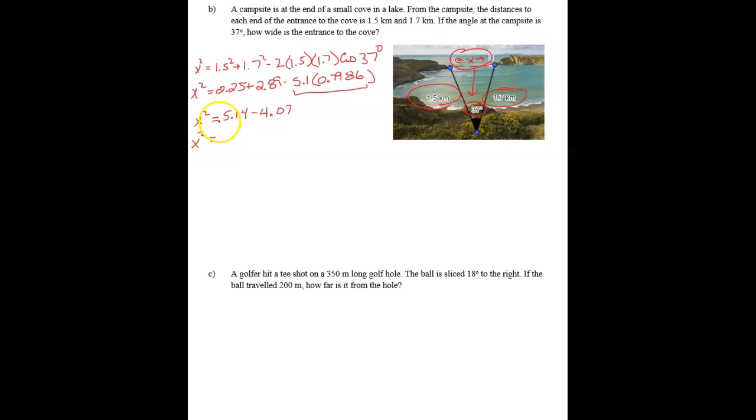So 5.14, subtract 4.07. 1.07, you're going to take the square root of that. And you get 1.03. Kilometers.